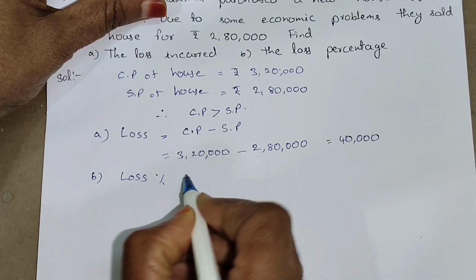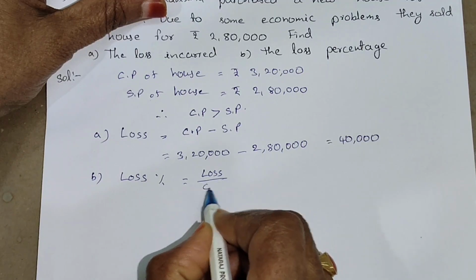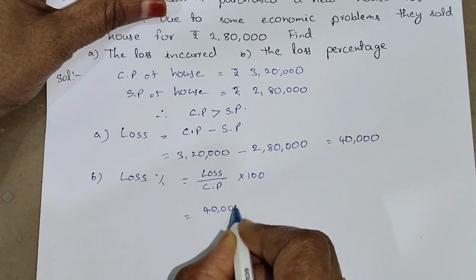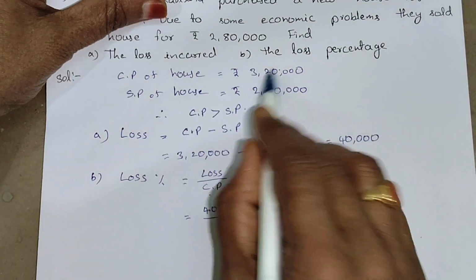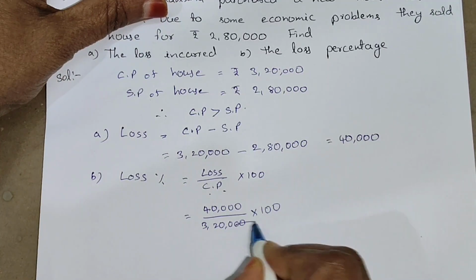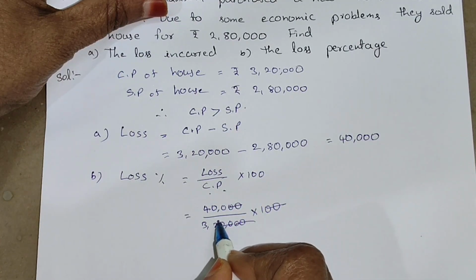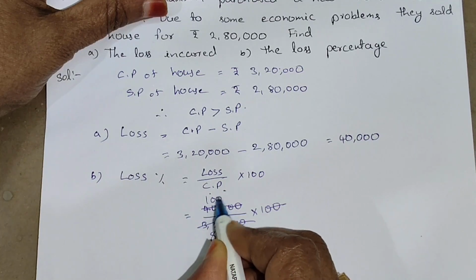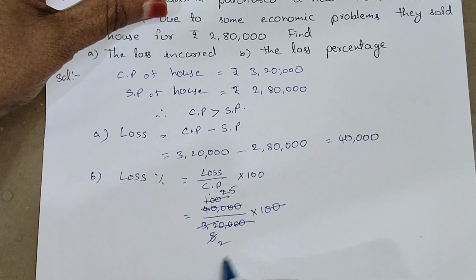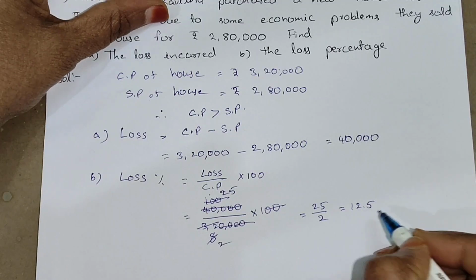Now next we find the percentage of loss. Loss percentage is equal to, percentage always calculate on the cost of price. So formula is loss by cost of price into 100. Now here loss equal to 40,000 by cost of price, cost of price is equal to 3,20,000, into 100. These two zeros get cancelled. Now here 32. 4 8s are 32. 4 2s are 8. 4 5s are 20. So that equals 25 by 2. 25 by 2 means 12.5.